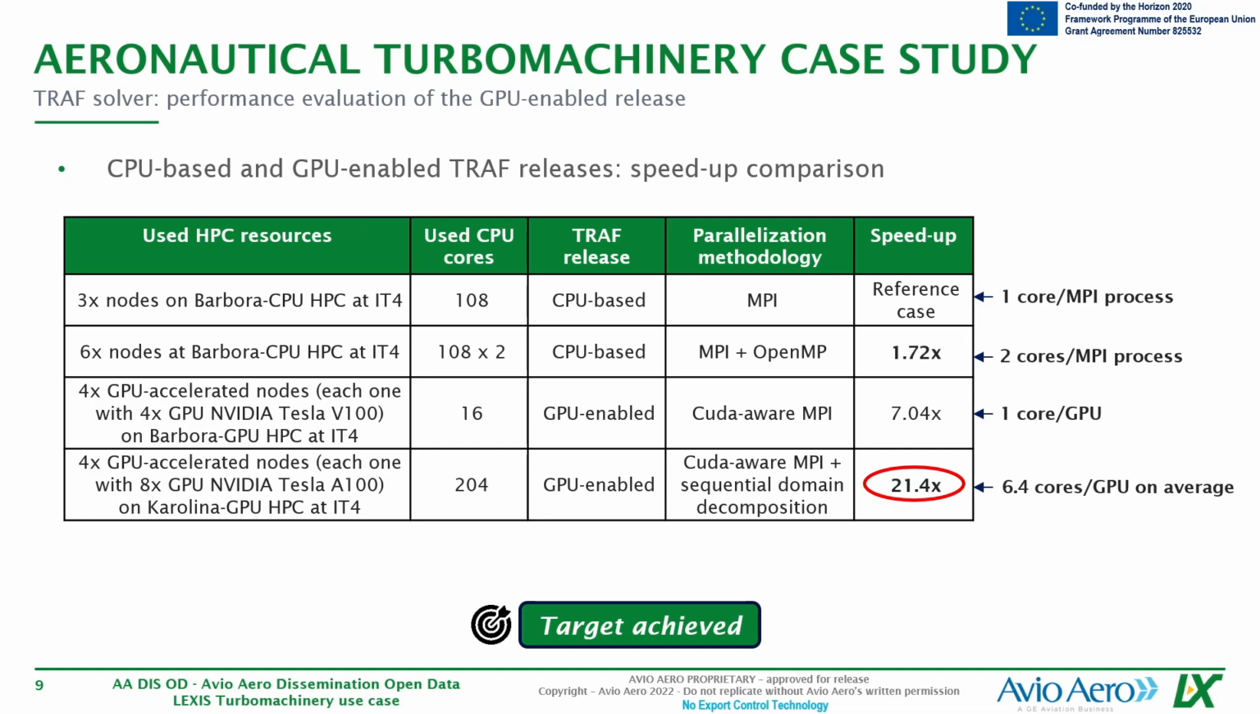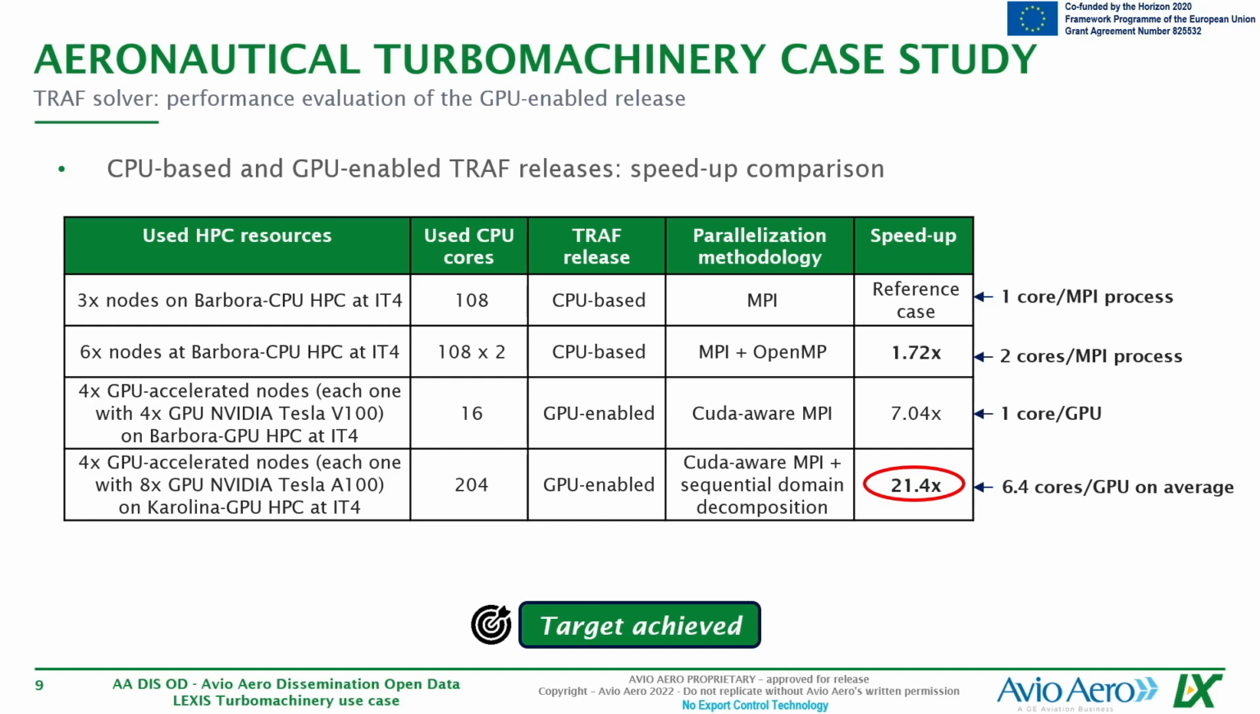The results summarized in the table in terms of adopted HPC resources, CPU cores, parallelization methodology, and measured speedup illustrate that the industrial target in terms of reduction of running time has been successfully achieved through 16 GPUs NVIDIA V100 on Barbora, because the obtained speedup has been 7.04x.